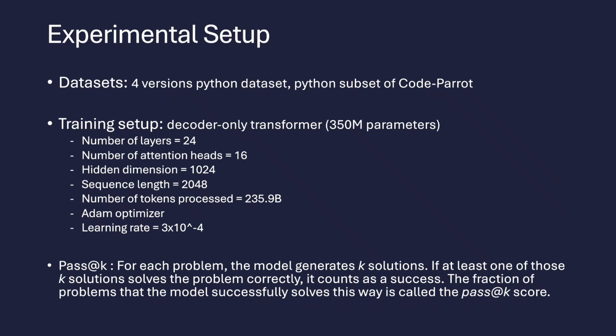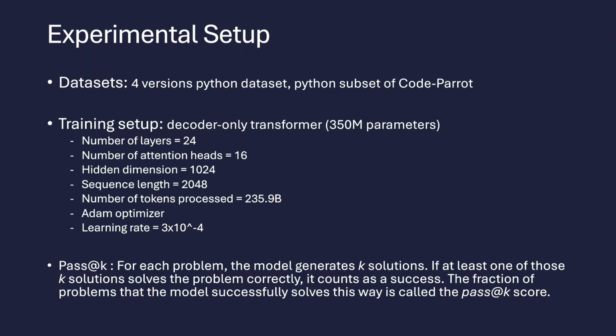For the experimental setup, they used four versions of the Python set and a Python subset of the CodeParrot dataset. For the training setup, they used decoder-only transformers with 350 million parameters. In the configuration of the transformer, the number of layers was 24, the attention heads were 16, the hidden dimension length was 1024, and the sequence length was 2048.